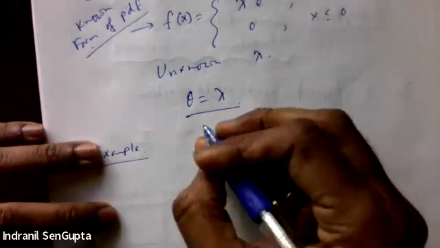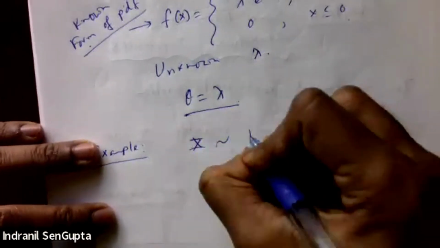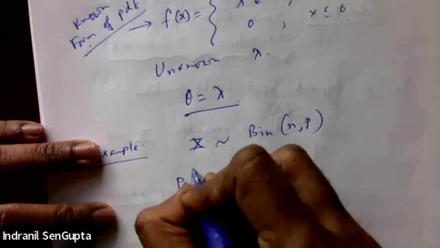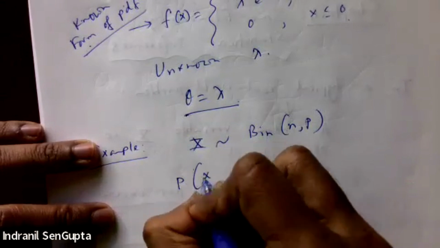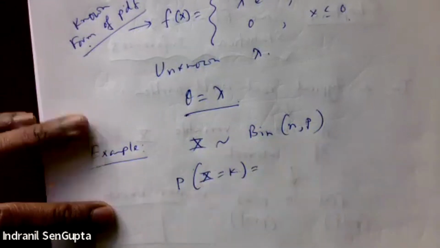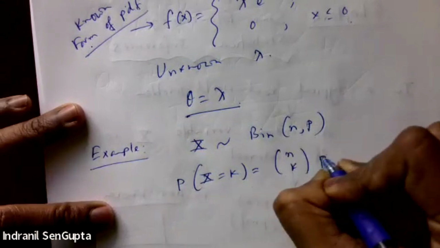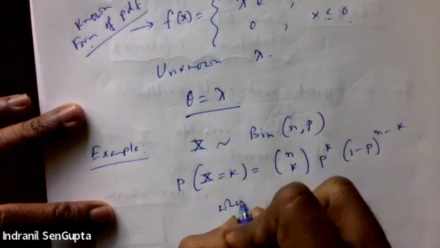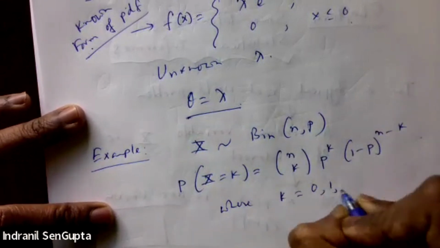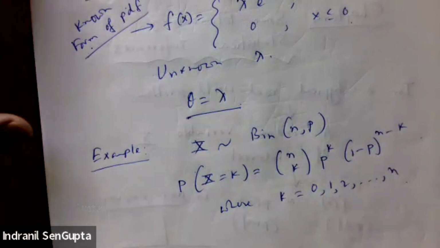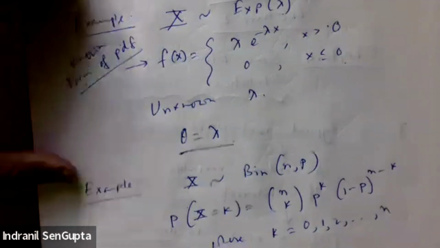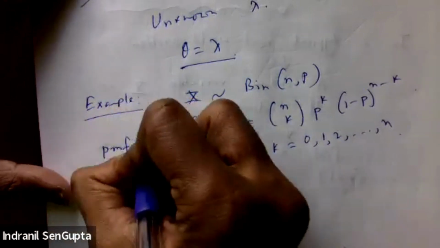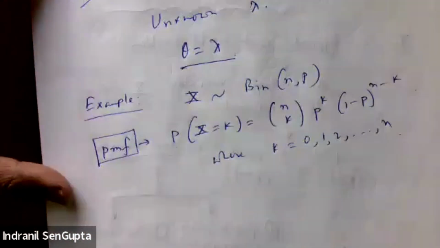So suppose we consider a probability mass function. Suppose X satisfies a binomial distribution with N, P. If you recall, what is a binomial distribution? P of X equals K would be equal to N choose K, P to the K, 1 minus P to the N minus K, where this K can be 0, 1, 2, all the way up to N. So this is the probability mass function because it's a discrete distribution.